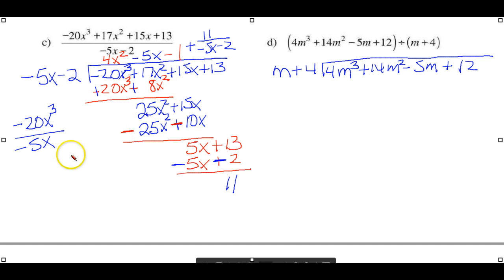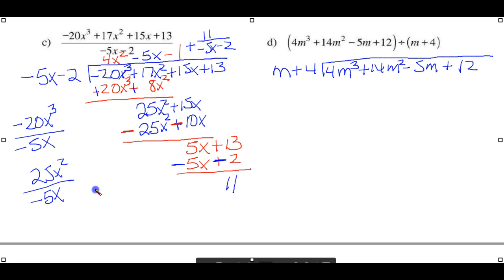Now I have 25x squared divided by a negative 5x. Well, that's going to go a negative 5x times. Then I multiply it by each of these terms, bring it down, change the signs. Now these will always cancel out here. And then you're left with this that I bring the 13 down.